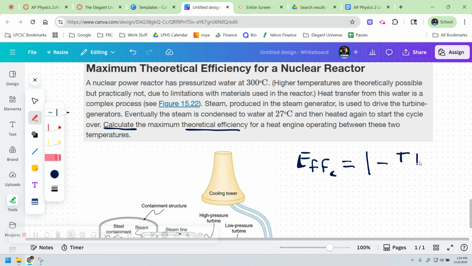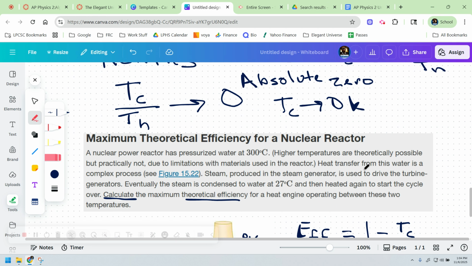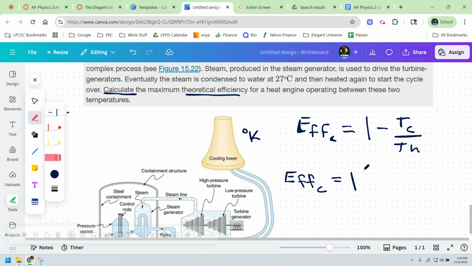So we have the cold temperature versus the hot temperature reservoir. So in this particular case, our efficiency is equal to, and we got to do this, remember this has to be in Kelvin, degrees Kelvin. So 300 degrees Celsius, or did they give it to us in Kelvin? No, they said 300 degrees.